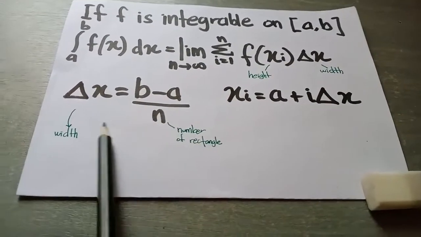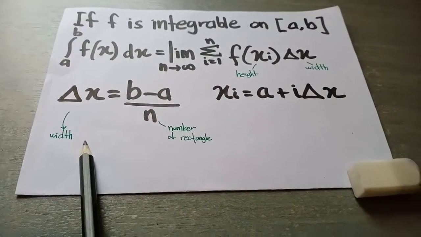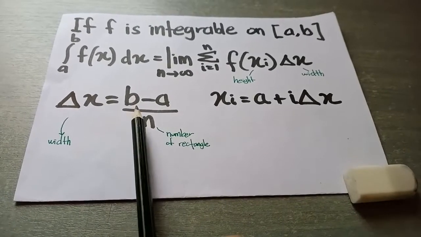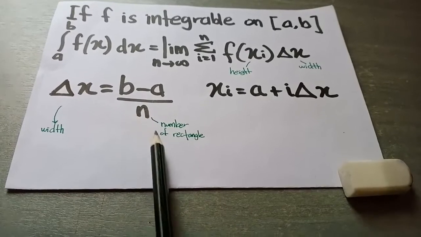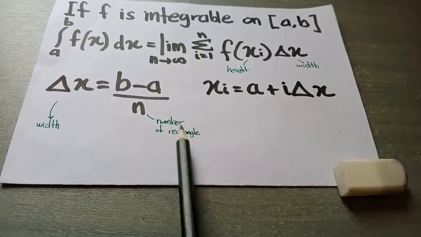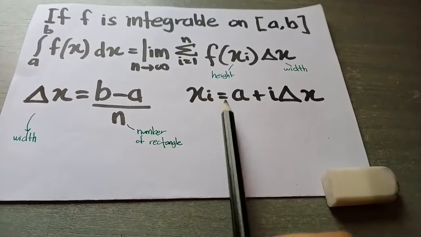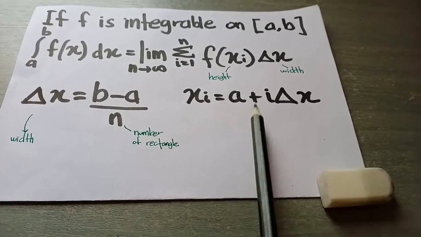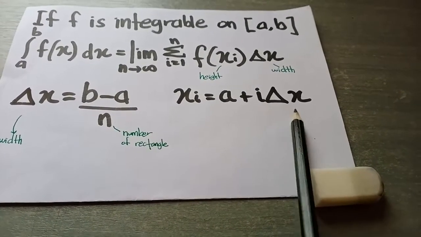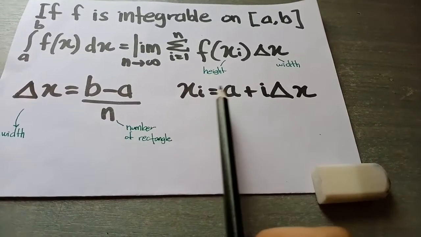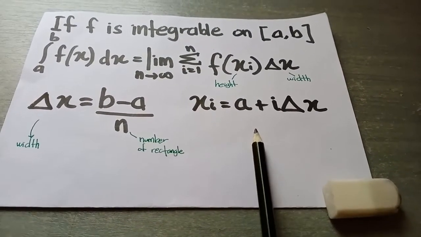So here is the formula of delta x, which is the width of the rectangle: b minus a over n, where n is the number of rectangles, because we don't know the exact number of rectangles. And xi is a plus i times delta x. Here is the general formula.